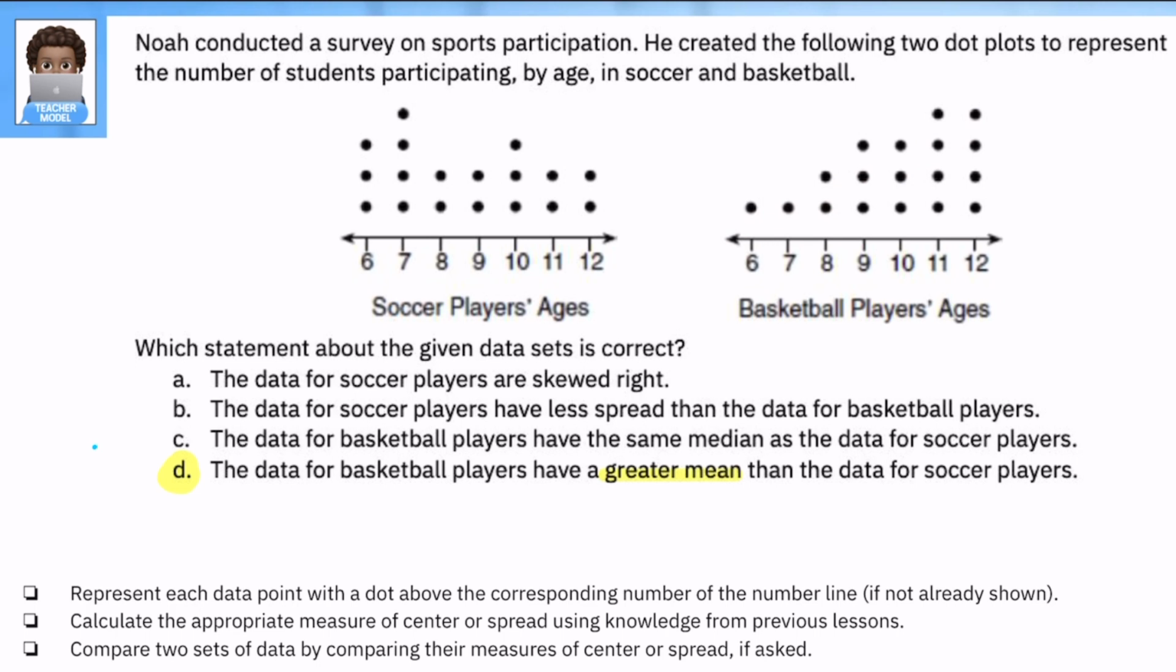But let's figure out why the other ones are false. The first one says soccer players are skewed right. And I don't have that long tail at the end. They're all kind of concentrated in there. So no. There's not really a skew. If anything, there's a lot more data on this end happening here. The second one, the data for soccer players has less of a spread. Also not true. They both have the same spread from 6 to 12. So it's the same range.